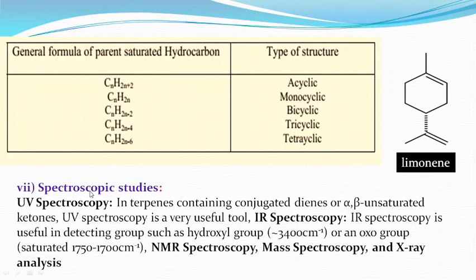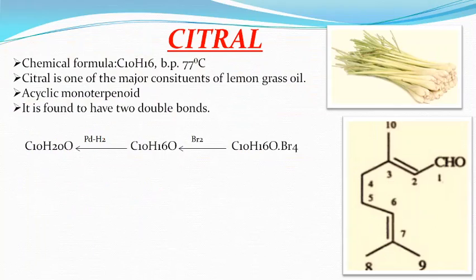Last are the spectroscopic studies, which is the latest technique, in which we involve UV spectroscopy, which gives the position of conjugated dienes or alpha beta unsaturated ketones. IR spectroscopy deals with detecting the functional group present in the molecule, and NMR, mass and X-ray analysis are also used to determine the structure of terpenoids.